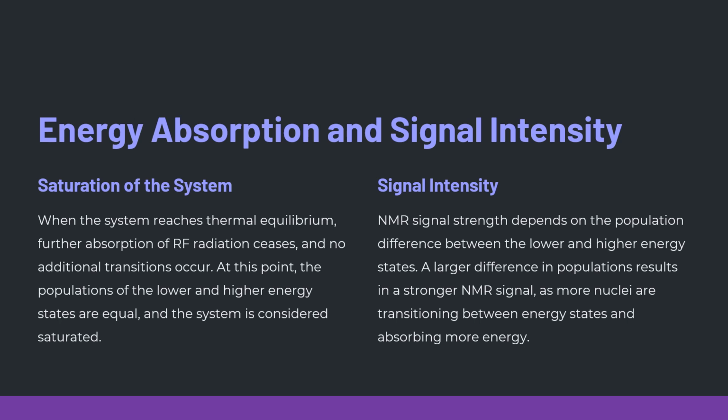Magnetic field strength. A higher magnetic field increases the energy gap, enhancing the population difference and boosting signal intensity. Temperature. Lower temperatures help maintain a greater population imbalance, strengthening the signal. Relaxation processes. Efficient relaxation ensures that nuclei return to the lower energy state, allowing continuous signal generation.